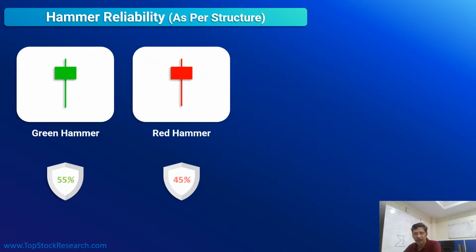If it is red, then obviously it started somewhere here and came down. So it started here, and then it came down but couldn't go beyond this opening price. So the reliability of this particular red hammer or hanging man is lower.